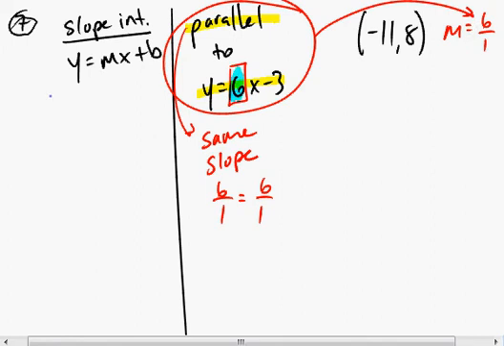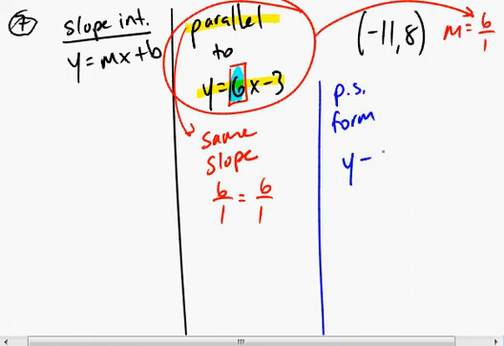Parallel means same exact slope. The slope of this other line right here is the m, 6. So probably the best way to do this right now is to put it into point slope form. Y minus, what, Kim? 8 equals, Tiffany, what do I write here? It's point slope form. 6 over 1 times x minus... 8 or 11 negative? Positive 11. Plus 11. I couldn't hear you, sorry. Plus 11. Good.